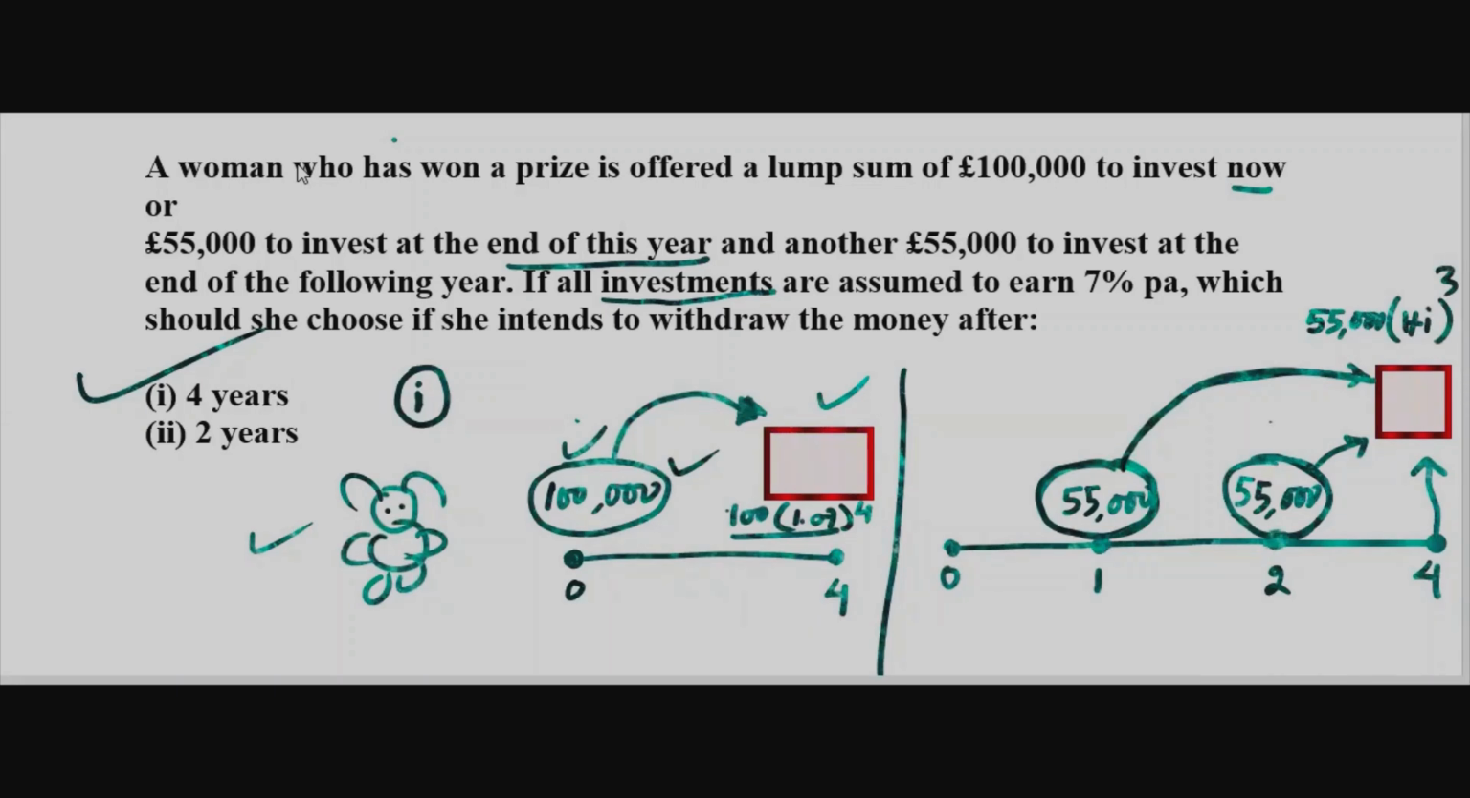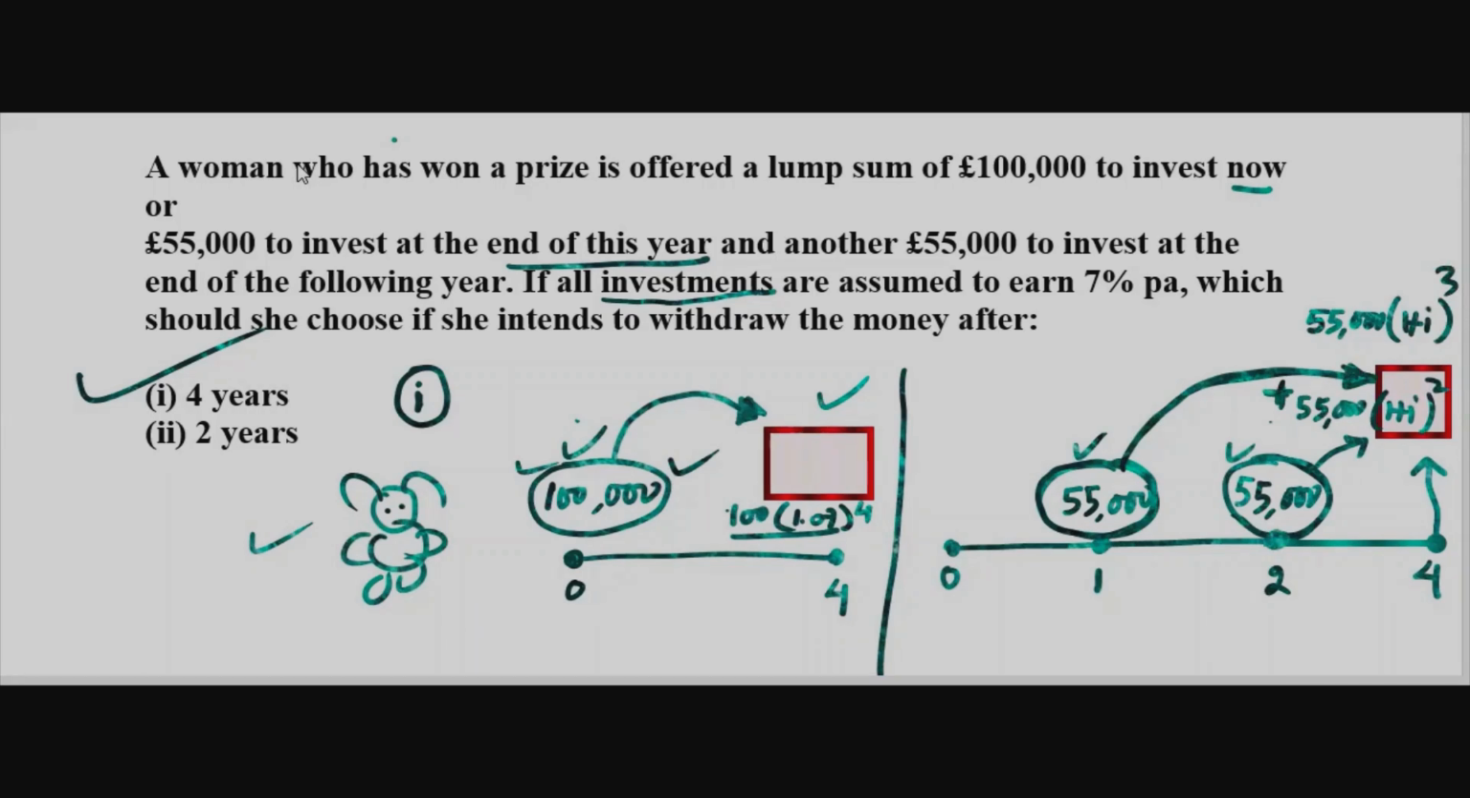And after another year, after 2 years, they will give this amount. So this amount will grow to 55,000 times 1 plus i power 2. You add these two, you find this value. If this is more, then you accept this one. If the accumulated values of these two, accumulated separately and then added, are more, then you choose this option.